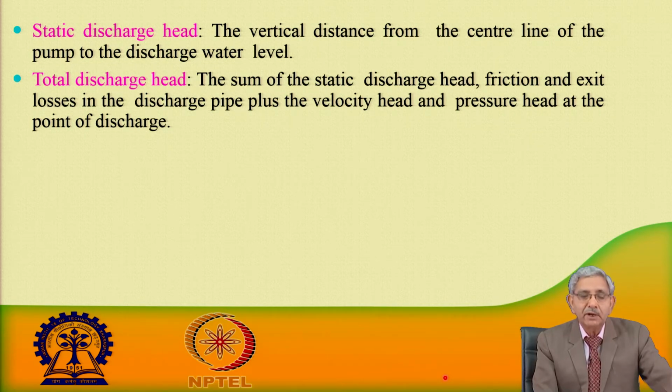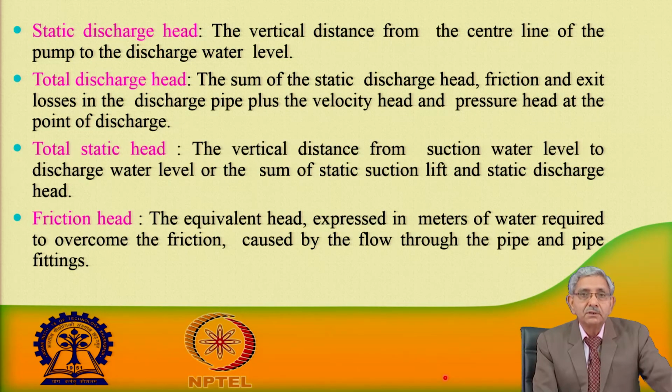This has been explained. Now, total discharge head, when we say it is the sum of static discharge head plus friction and exit losses in the discharge pipeline or delivery pipeline plus velocity head and the pressure head at the point of discharge. Total static head, this I have already explained in that particular diagram. So, now it is clear.